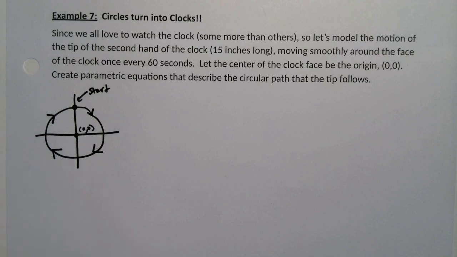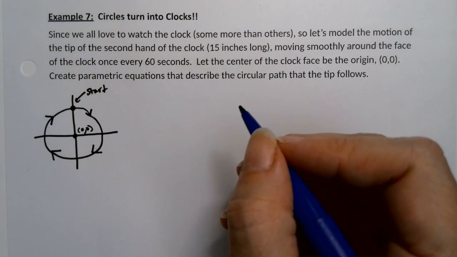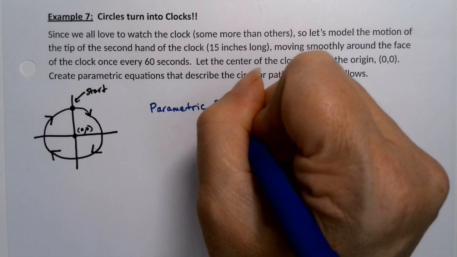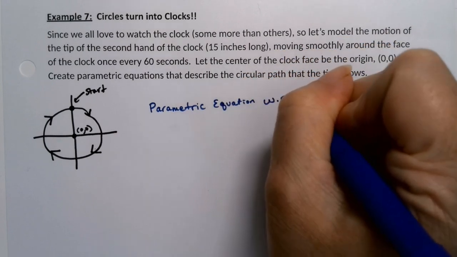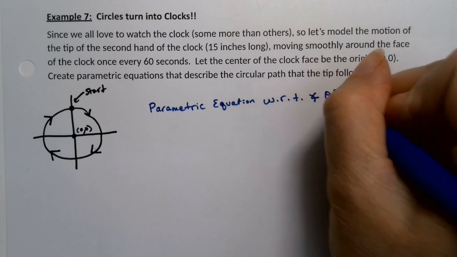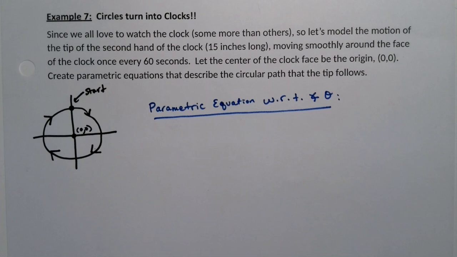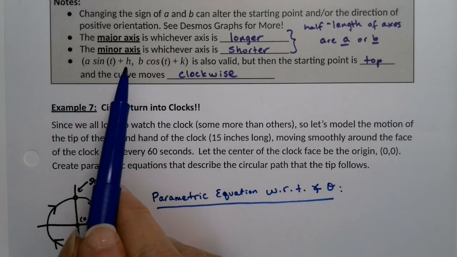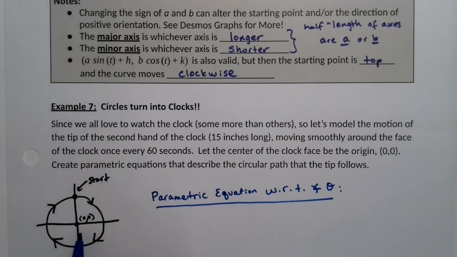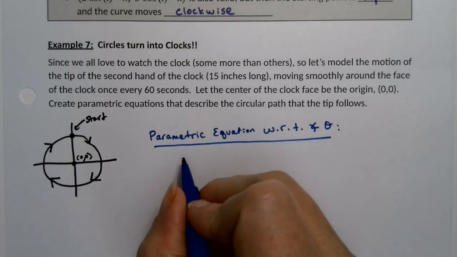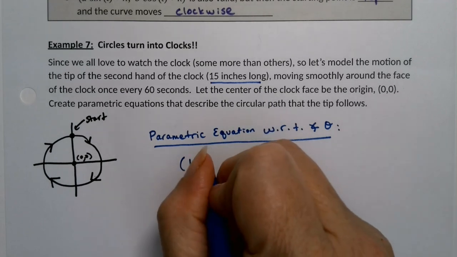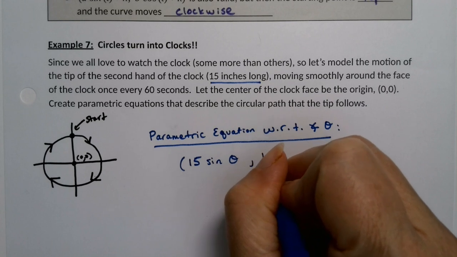All right, so let's start off with the parametric equation with respect to the angle theta, which we already know because it's in our standard form from a couple pages ago. Or honestly, it's the one for an ellipse. It's just that A and B will be the same, and H and K will both be 0 because we let the origin be our center. So it's going to be 15, because it's 15 inches long: 15 sine of theta, comma, 15 cosine of theta.